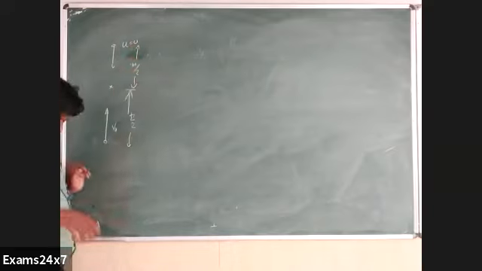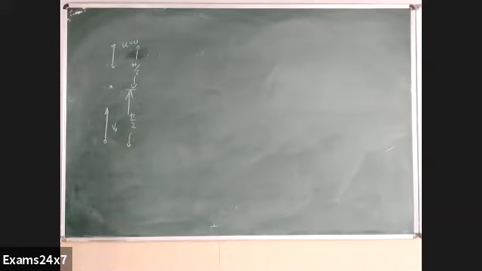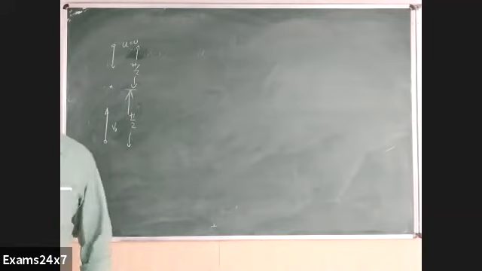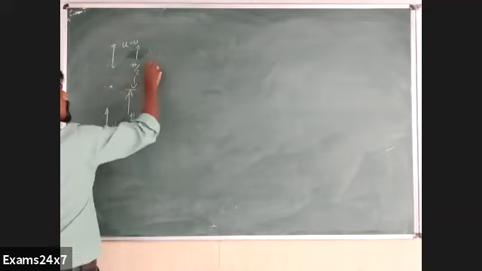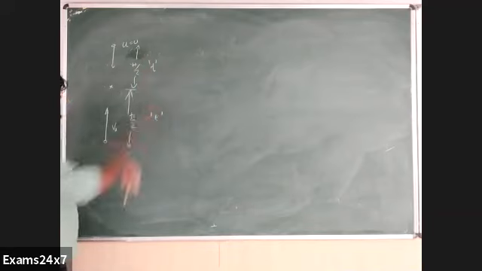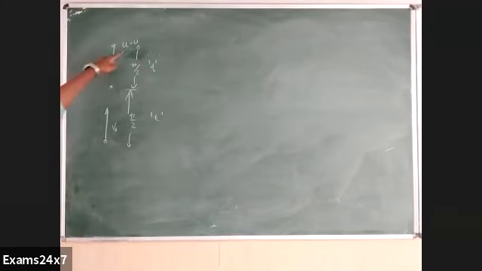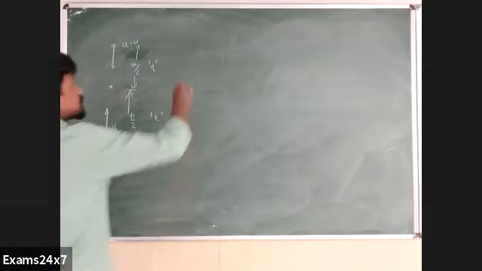What are you asked to find out? You are asked to find out v0. They meet at the point h by 2. Suppose the time taken is t. You tell me what is the displacement traveled by the first object, which is dropped from height h. Which equation do you need to use?